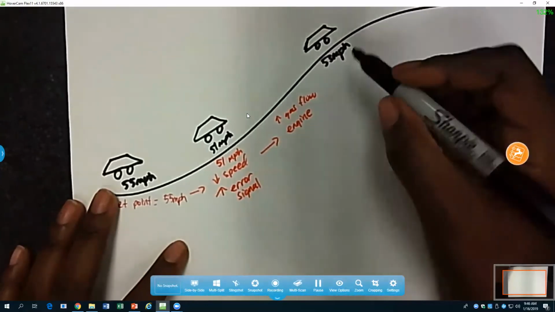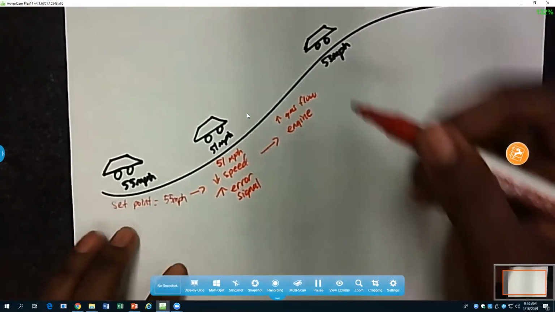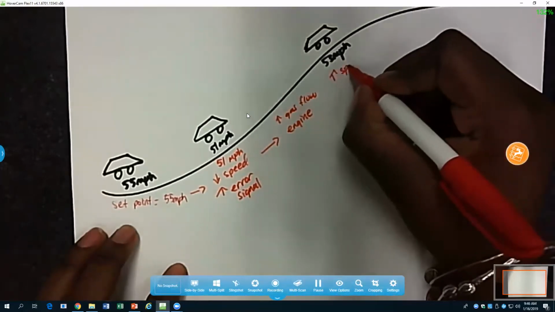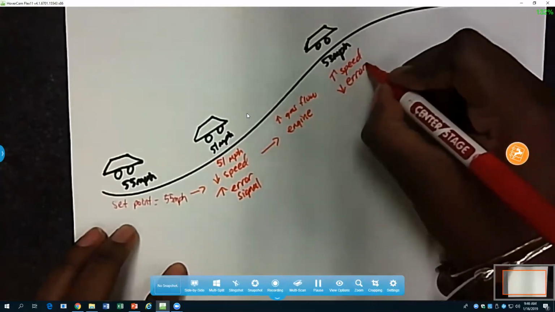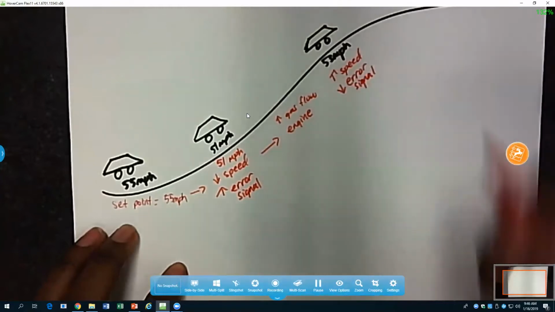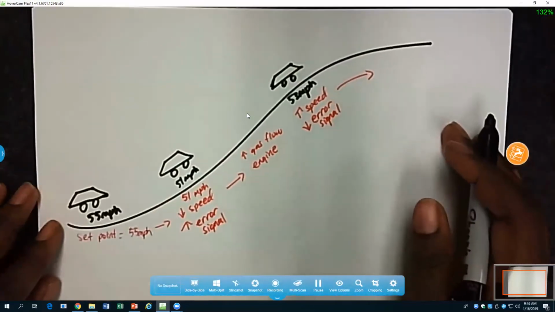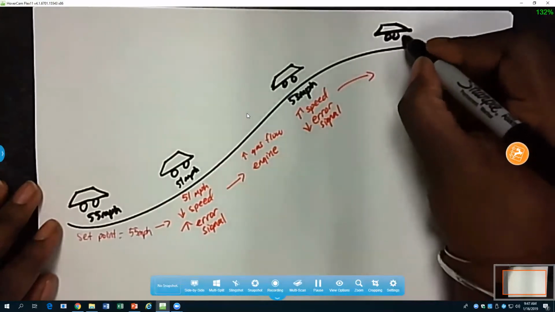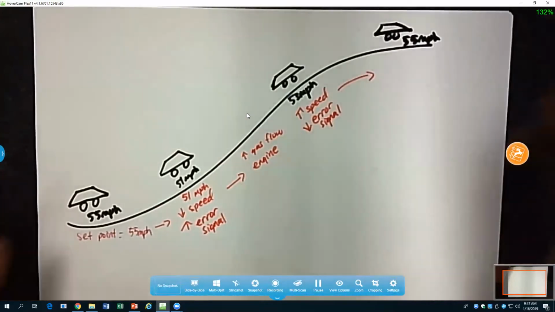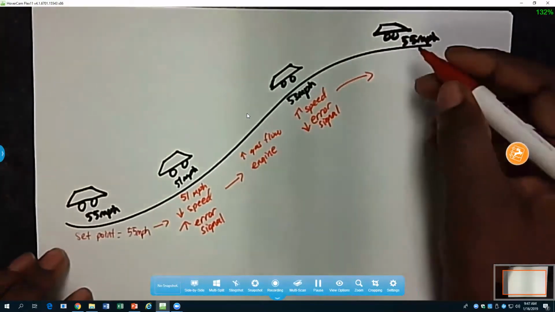Now, because we've increased our speed again, that increase in speed will turn off or decrease the error signal, until finally we're at the top of this hill, and we're back to 55 miles per hour, which is where we want to be. That's our set point.